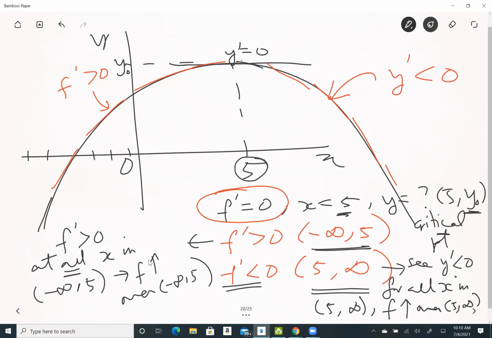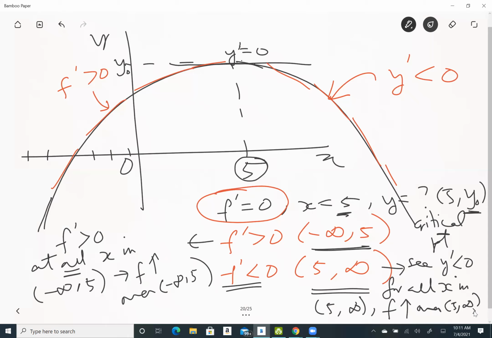So we are talking about the relationship between y prime and y over an interval. If over that interval y prime is positive, what about the function? The function is increasing. If y prime is negative, what about the function? The function is decreasing. Any question, any comment about this?